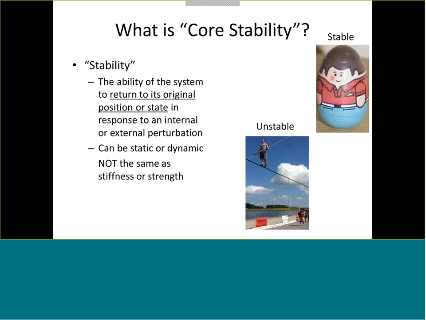It's also important to note that our definition does not include the words stiffness or strength. Stability is not the same thing as stiffness or strength. Even though having stiffness or having strength may be important or even necessary components to having this stability, they don't define it. And even if you have incredible strength or the ability to be very stiff, if you don't apply those at the right time with the correct muscle activations, you will not have stability.